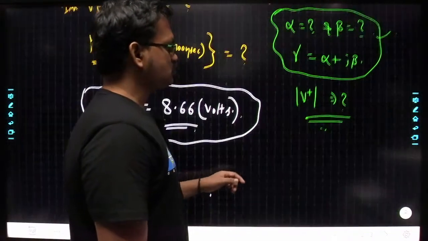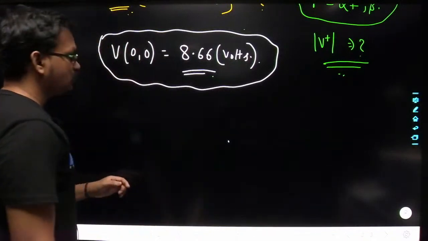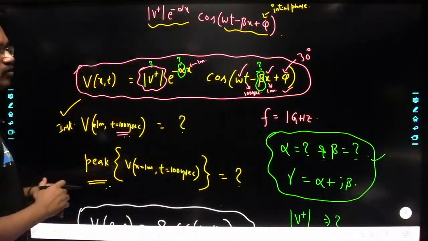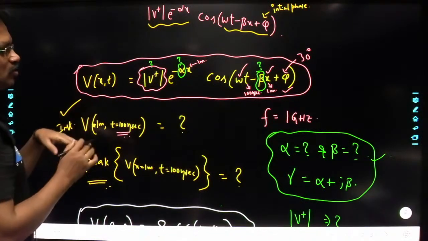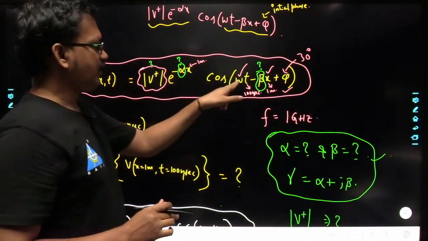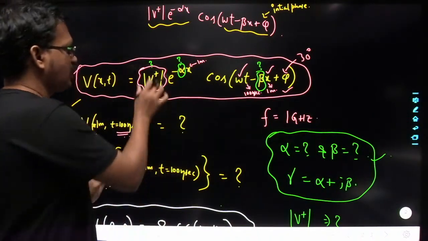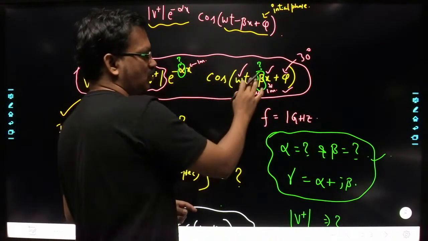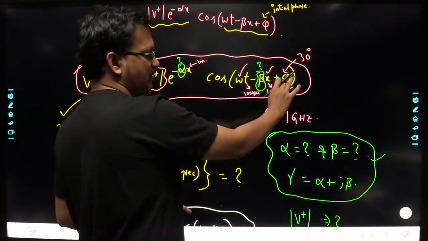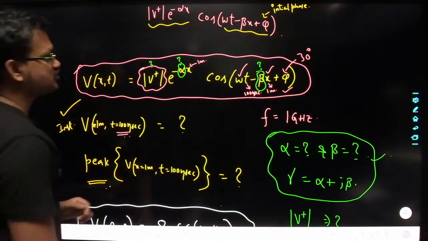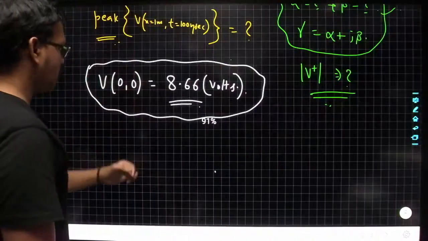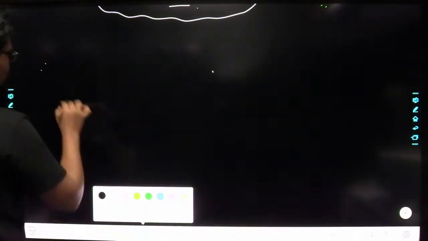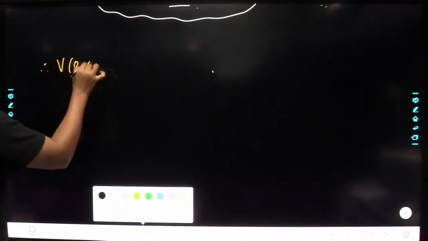Now see here. What is V of 0 comma 0 here? If you put x equal to 0 and t equal to 0, what are you going to get? Magnitude of V plus into e power minus 0, that is 1, cos of omega t will become 0, minus beta x will also become 0. What is remaining? Cos phi. Understood? So therefore V of 0 comma 0 is equivalent to what?